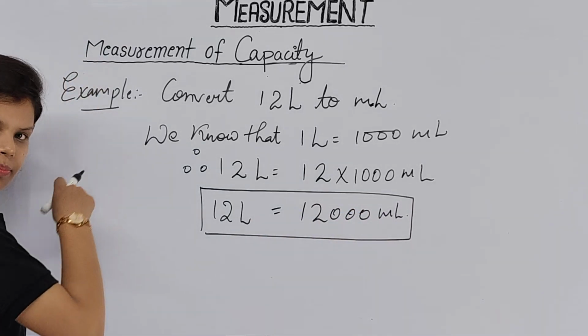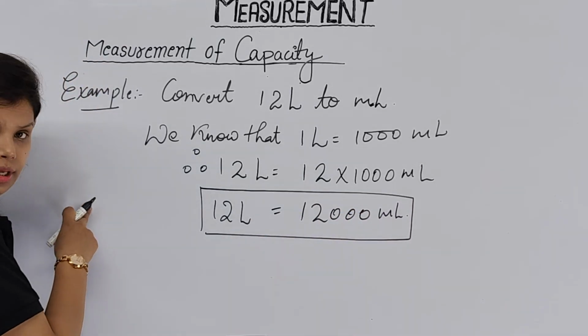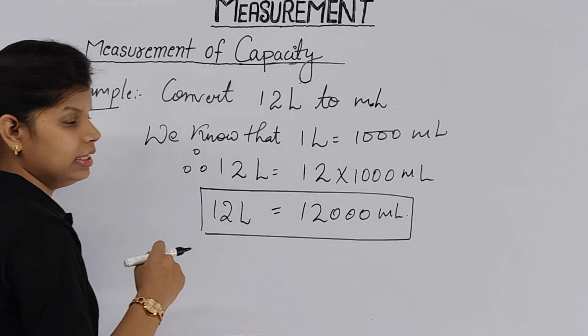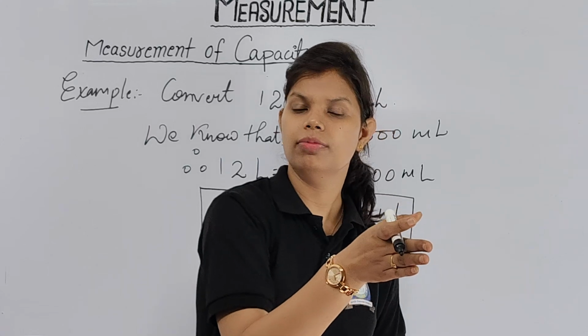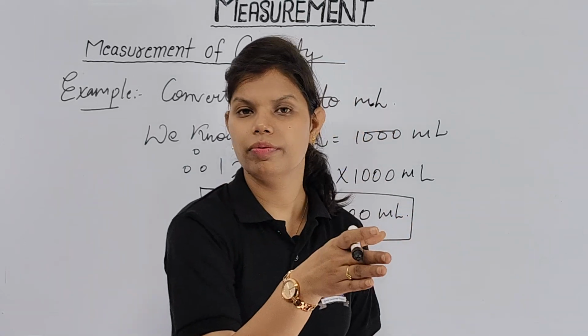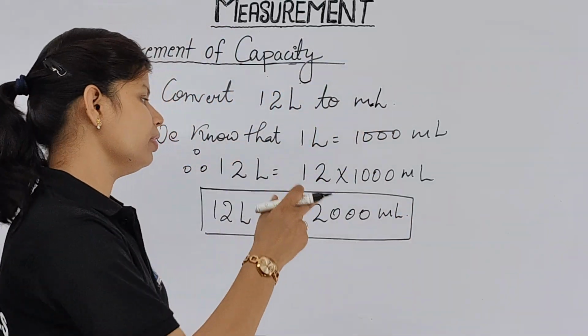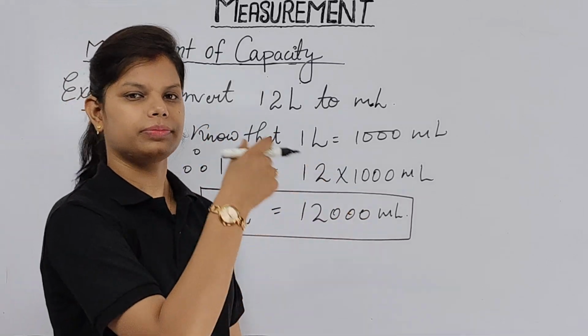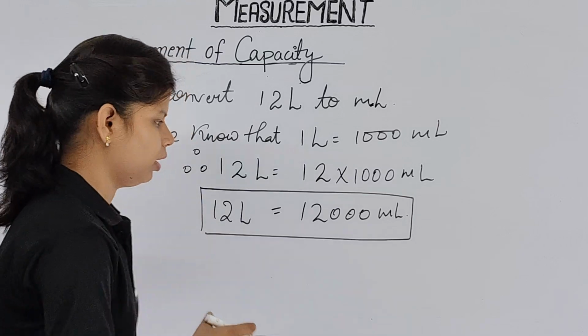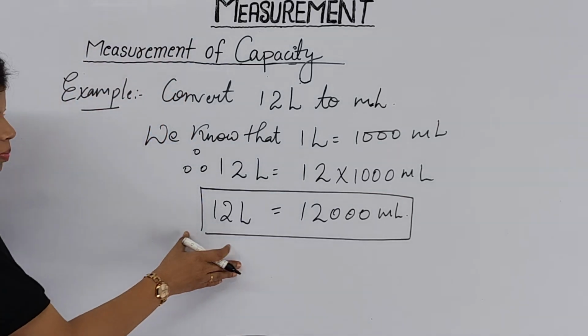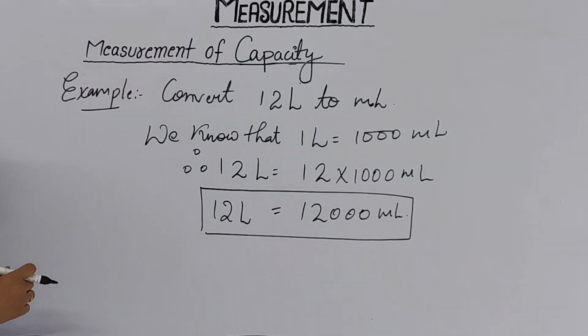Remember, in the previous slide only, you have seen that when you have to convert higher units to the smaller one, or higher to the lower one, you will multiply. And when you convert smaller to the bigger one, then you have to divide. That's all. This is the first numerical we are going to solve. Please note it down.